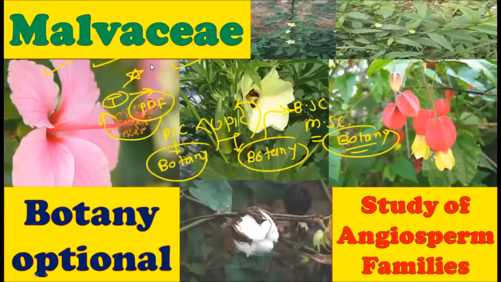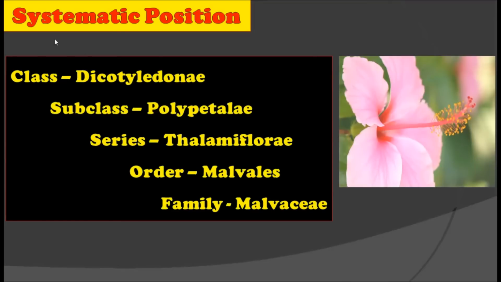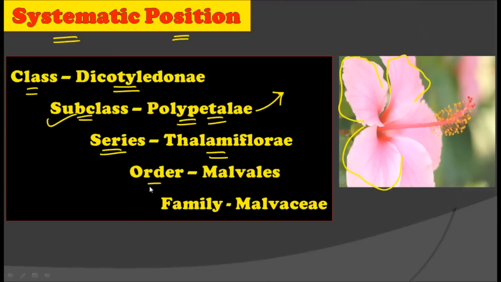All right, so let's learn about the Malvaceae family. Now, first of all, let us see the systematic position of the Malvaceae family. It belongs to the class Dicotyledonae, then subclass Polypetalae, which literally means the petals are free from each other. Whenever the petals are free from each other, such petals are called polypetalous petals. That is why the subclass is Polypetalae. Then series Thalamiflorae, order Malvales, and family Malvaceae. So this is the systematic position: class Dicotyledonae, subclass Polypetalae, series Thalamiflorae, order Malvales, and family Malvaceae.